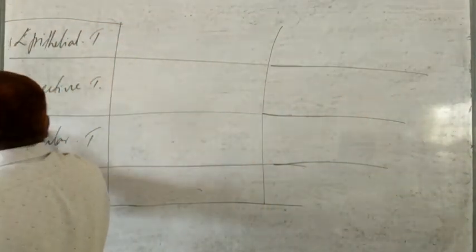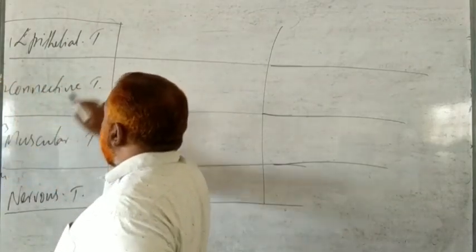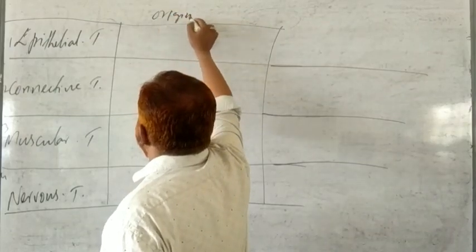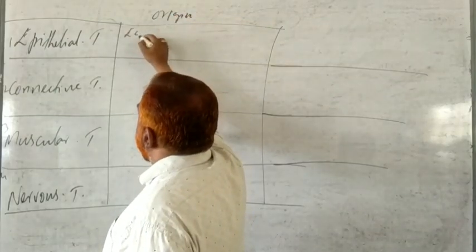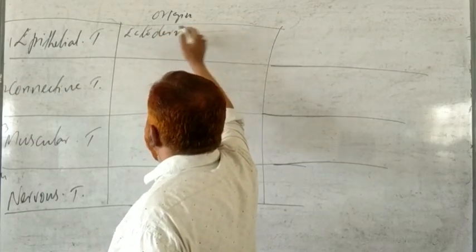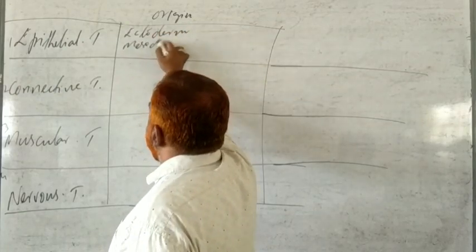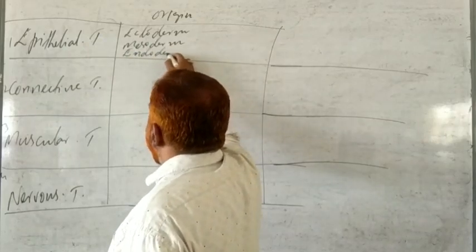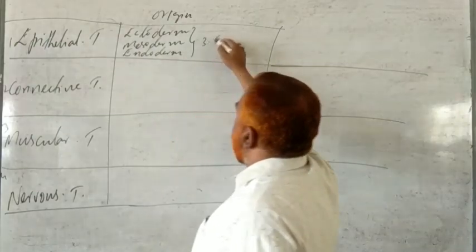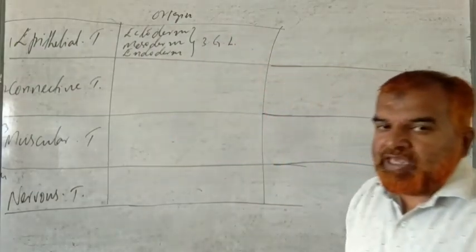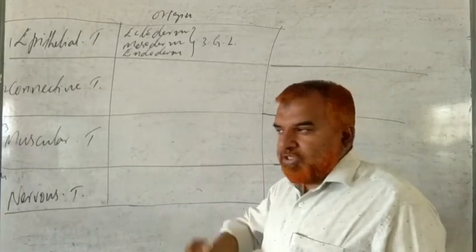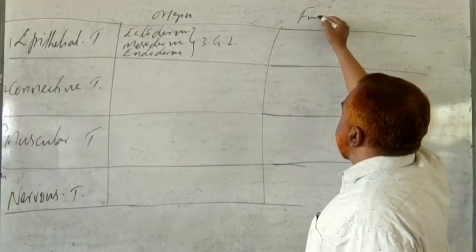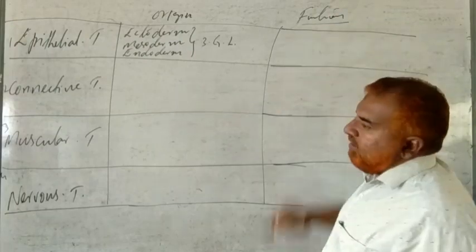1, 2, 3, 4. Epithelial tissue derives from ectoderm, mesoderm, and endoderm. It derives from all three germ layers. Which one? Epithelial tissue. Clear? We will see what epithelial tissue is later. Now, after that, we will see the major functions of epithelial tissue.